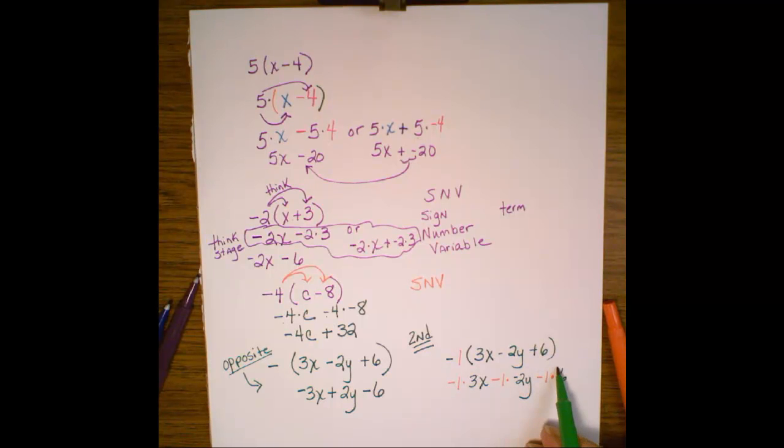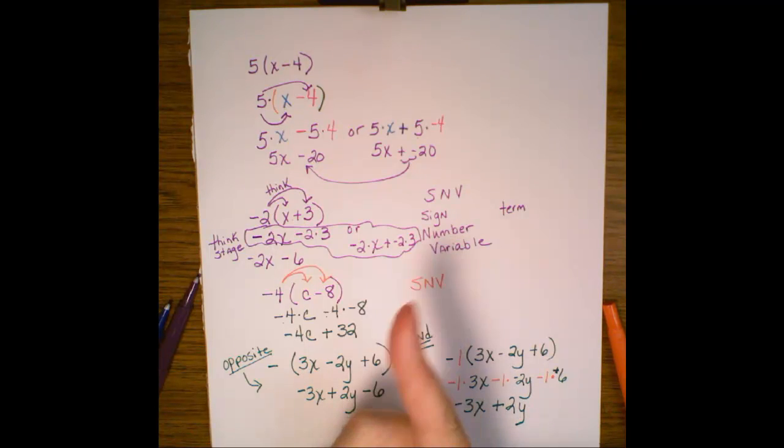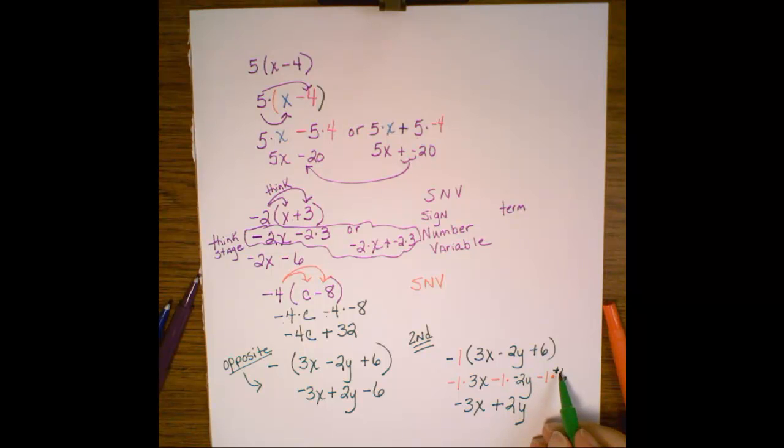And that'd be a positive 6 there, or you can put the plus 6 first, then times the negative 1, in either order. Okay, a negative 1 times a positive 3, the sign would be a negative, the number would be 3, and then the variable. A negative times a negative is a positive, so that's going to change that to an addition. 1 times 2 is 2, then the variable is a y: sign, number, variable.